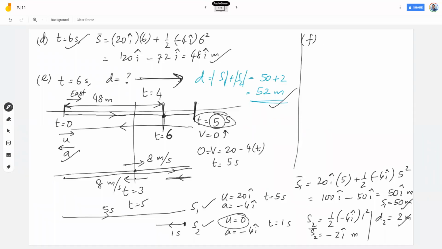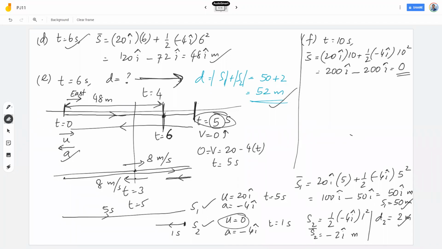You can directly use the formula. T is equal to 10 seconds. Displacement S bar equal to 20 I cap into 10 plus half into minus 4 I cap into 10 squared, which is equal to 200 I cap minus 200 I cap, which is equal to 0. In 10 seconds, the displacement is 0. For question F, the answer is 0.